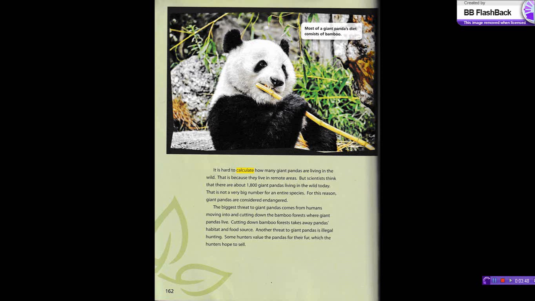That's because of cutting down the bamboo forests, which takes away pandas' habitat or their natural homes and their food source. So that's the threat that caused their being endangered. So here we have a relationship of cause and effect. So this will take us to the next page. What should be done to protect the giant pandas?